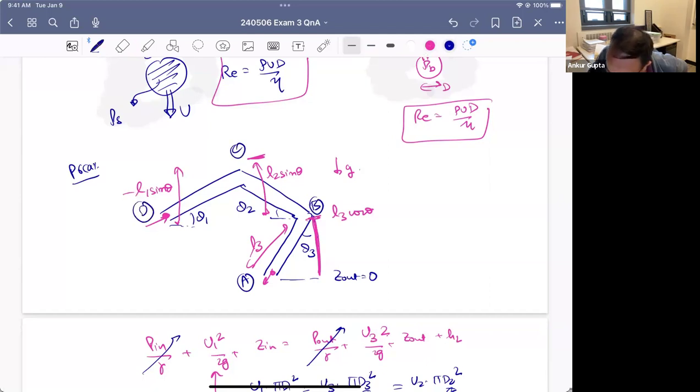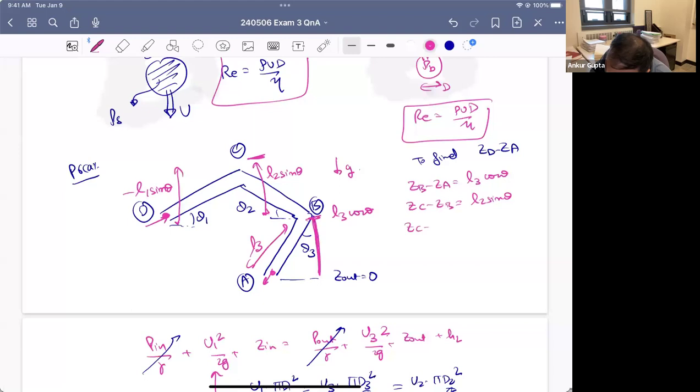So what you have to find is ZD minus ZA. Okay, that's your goal. Z in minus Z out, right? Now I'm saying ZB minus ZA is equal to L3 cos theta. ZC minus ZB is equal to L2 sine theta.